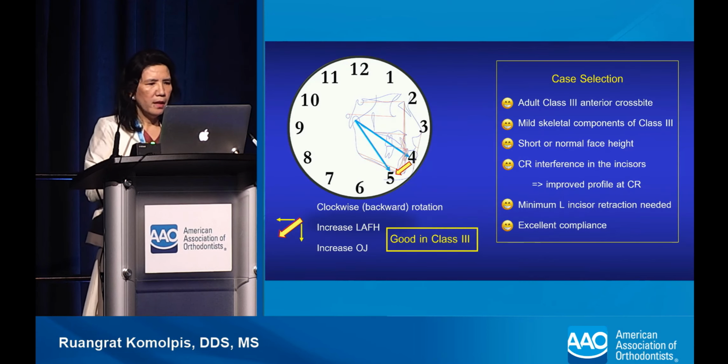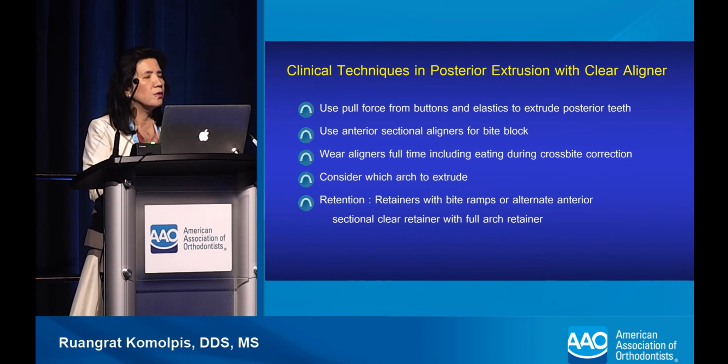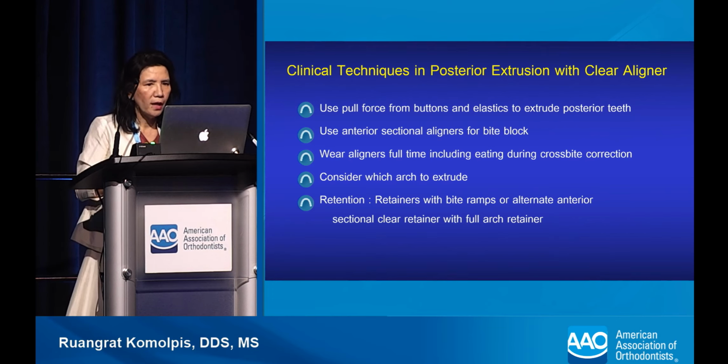Now, in conclusion, to have the mandible clockwise or backward rotation, I would use it for class 3 adults, non-surgical, with a mild component of class 3, short or normal face height, and CR interference, that will improve their profile. They probably require minimal lower incisor retraction, and they should have excellent compliance. Clinical techniques: use pull force from button and elastic, use anterior sectional aligners for bite block, wear aligner full time. Consider which arch to extrude, upper or lower, and for retention, you can use retainers with bite ramps or alternate anterior sectional retainers with full arch retainer.